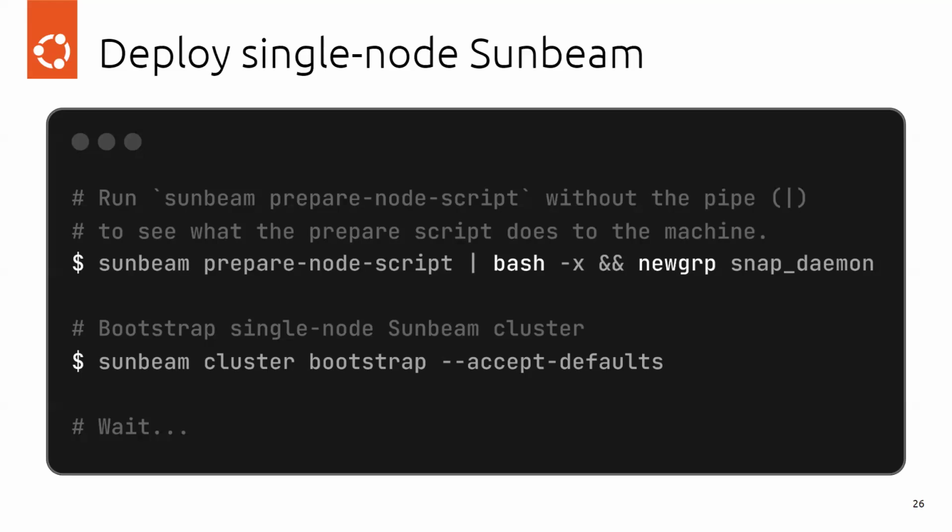And then we'll create a new group called snap daemon, so that we're added to the current profile. That way we can bootstrap our cluster. The prepare node script exists because of some of the strict confinement that I was talking about earlier with our snap packages and things like that.